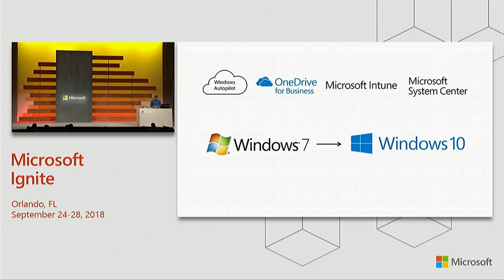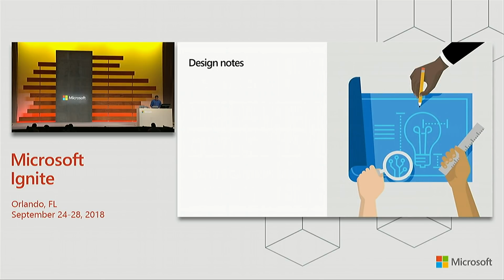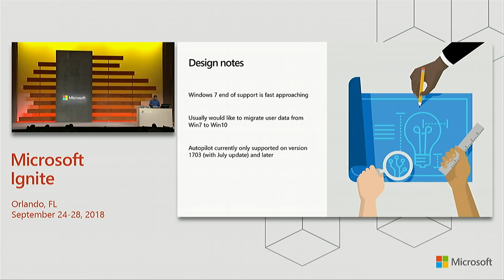Okay, going back. So design notes for this. Windows 7 end of support is fast approaching. Usually, when you're doing this type of migration, you'd also like to migrate user data from Windows 7 to Windows 10. So something to keep in mind. Autopilot currently only supports version 1703 with the July update and later. Doesn't really help you if you're running Windows 7. It's way before 1703.